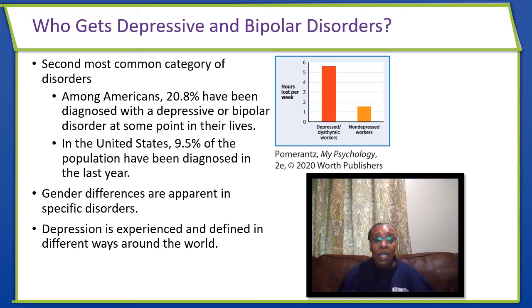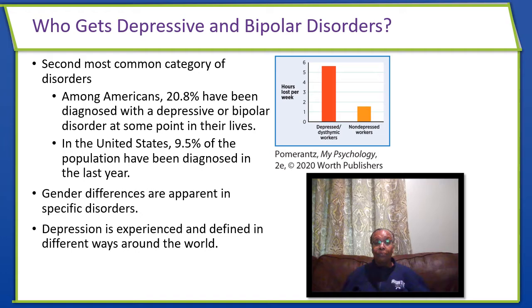The second most common category for disorders is what these two would be. Among Americans, 20.8% have been diagnosed with a depressive or bipolar disorder sometime in their lives. Here in the U.S., approximately 9.5% of the population has been diagnosed within the past 12 months. There are gender differences depending on which disorder. But depression is generally going to be experienced and defined differently all around the world. So not everybody is going to show the exact same symptoms at the exact same time.